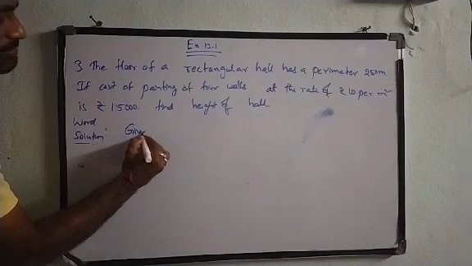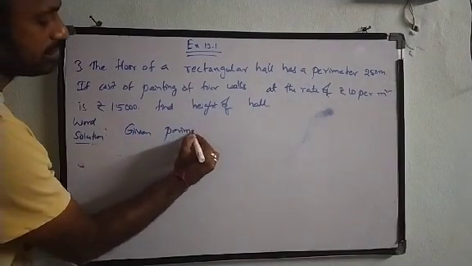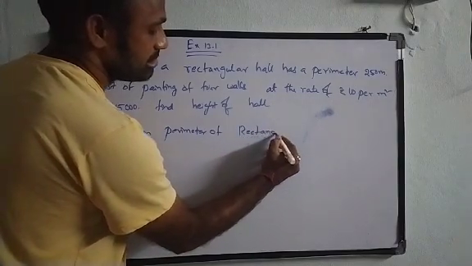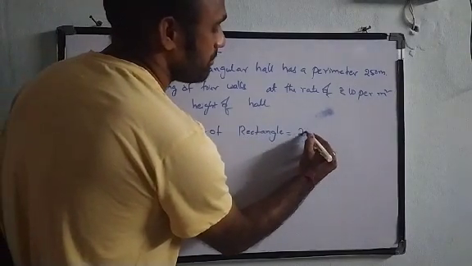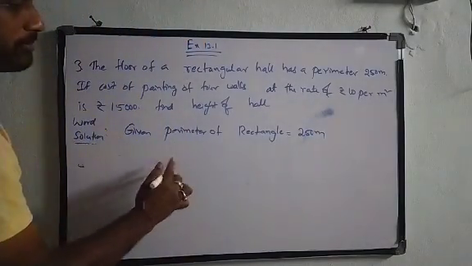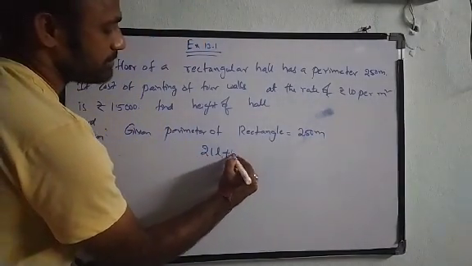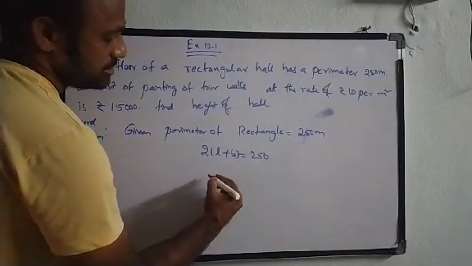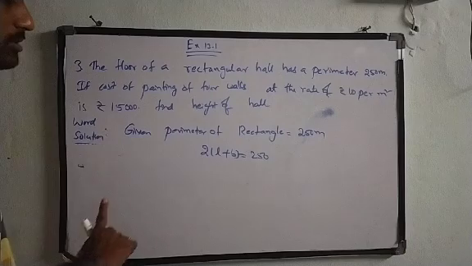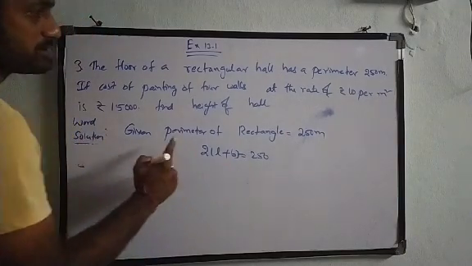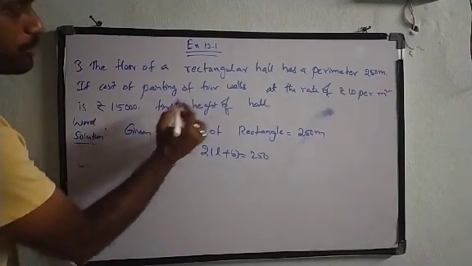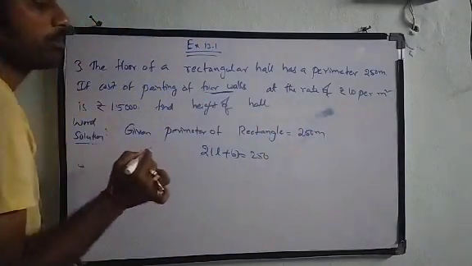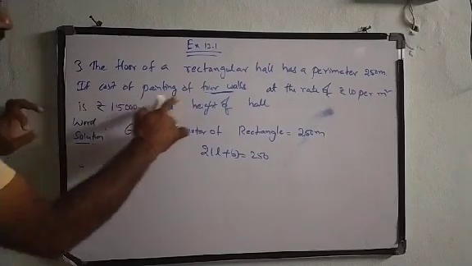Given the perimeter of the rectangle is 250 meters. Here units, no problem. So 2 into (L plus B) is equal to 250 meters. Let us keep it as it is. Next he is giving the cost of 4 walls. We need to understand one term: if we are talking about the 4 walls, then we are talking about lateral surface area.